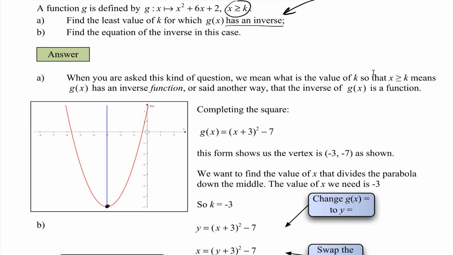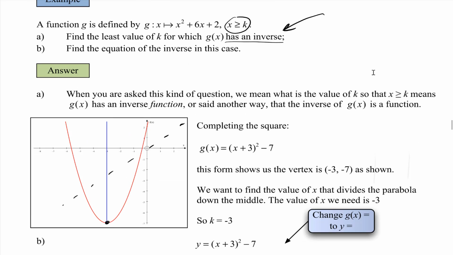We want x greater than or equal to −3. In other words, we're going to take the right hand side of this, and if we were to reflect it in the line y equals x, we would have a function. The inverse would be a function. Alright, so the answer to the first one is k is going to be −3. So it's just what's the value of x that splits that quadratic down the middle.